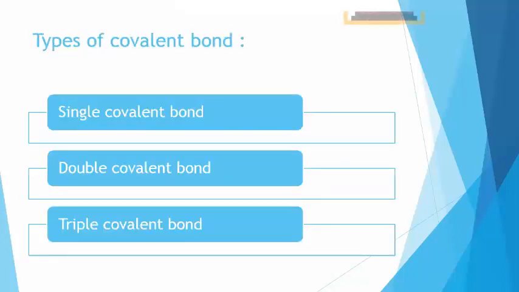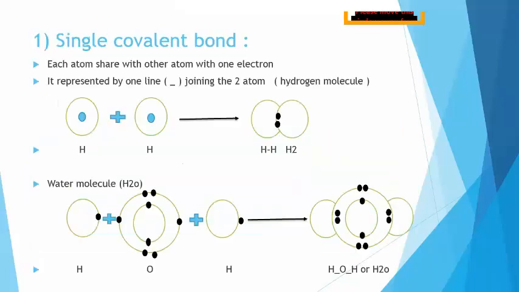There are three types of covalent bond: single covalent bond, double covalent bond and triple covalent bond. So the question is, why is it named single or double or triple covalent bond? We will explain it. Firstly, the single covalent bond. Each atom in this case will share with the other atom only one electron. So it is named a single covalent bond, and it is represented by one line which joins the two atoms.